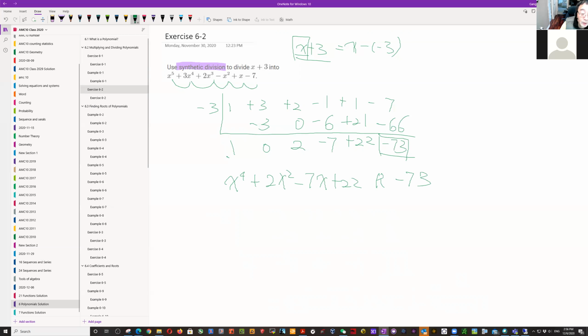So the remainder also has some significance. The remainder is actually equal to f(-3). f(-3) is going to be negative 73. Yeah, so this time I did it right.